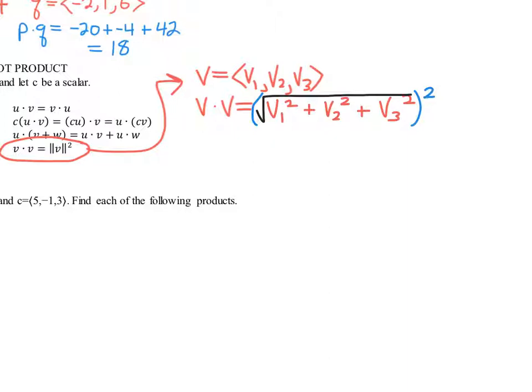All right, so that's the same thing. But the thing that's contained in the parentheses, that's the definition of the magnitude of V, squared. So inside is the magnitude of V, and we still have that leftover power of 2. So the dot product of V with itself is equal to the magnitude of V squared.